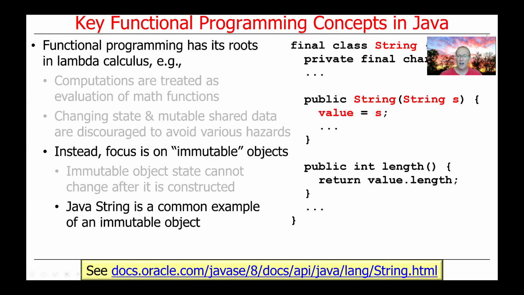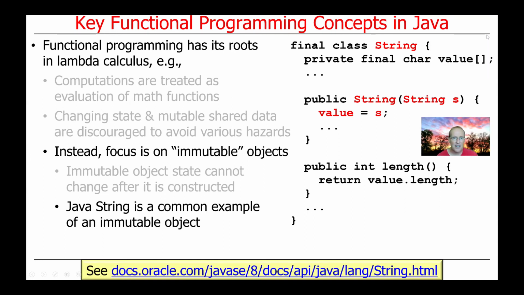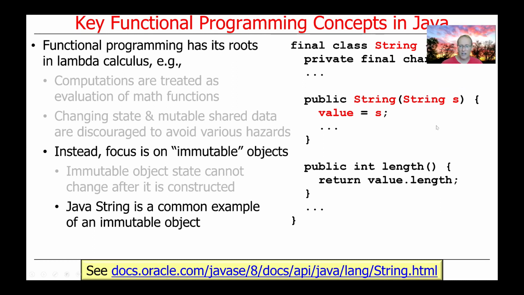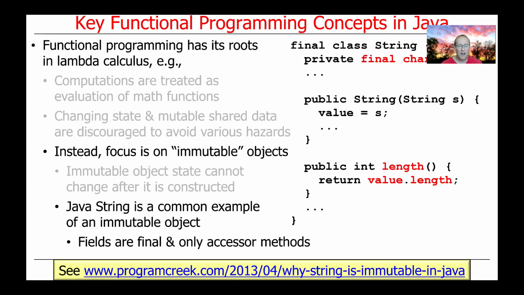And you can see again here the way this works. Let me move myself out of the way. The Java string class does not allow changes to a Java string once it's been set by the constructor. So the constructor sets the values, and then none of the other methods can actually modify the state after the string has been initialized. So that makes it immutable. And you can learn more about that if you read the link down here. All the fields are final, and there's only accessor methods in the Java string class. And there's lots of other classes now in Java that work that way as well.